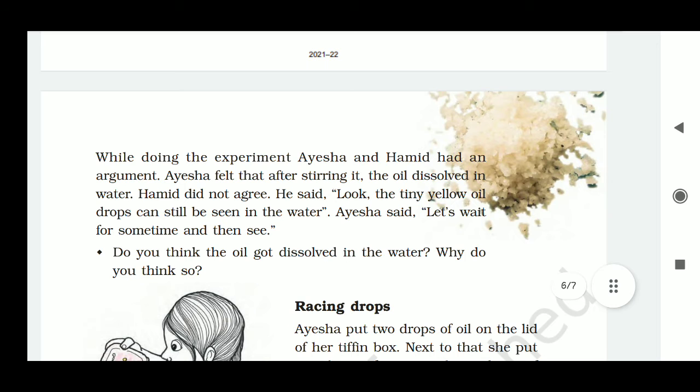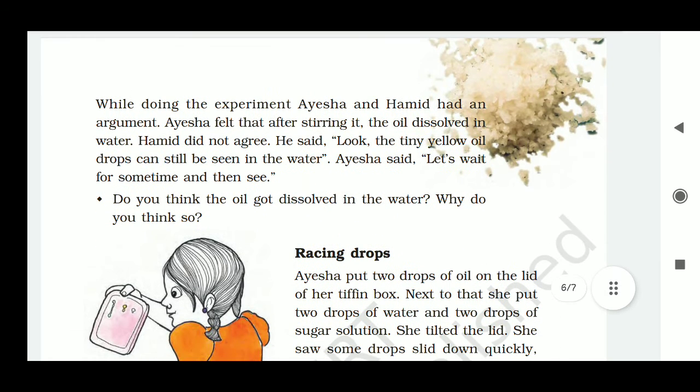While doing the experiment, Aisha and Hamid had an argument. Aisha felt that after stirring it, the oil dissolved in water. So according to the activity conducted by Aisha, she felt that oil dissolves in water. Hamid did not agree. He said, look, the tiny yellow oil drops can still be seen in the water. Aisha said, let's wait for some time and then see.